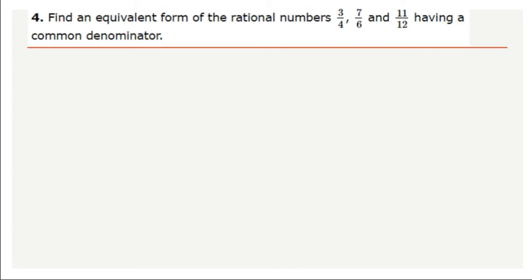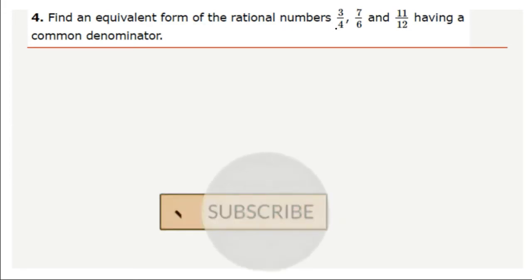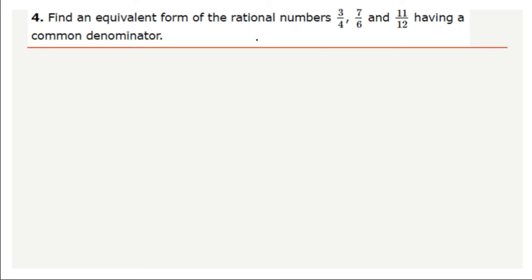Question number 4. Find an equivalent form of the rational numbers 3 by 4, 7 by 6 and 11 by 12 having a common denominator. Like the previous question, let us find out the least common multiple of the denominators 4, 6 and 12.